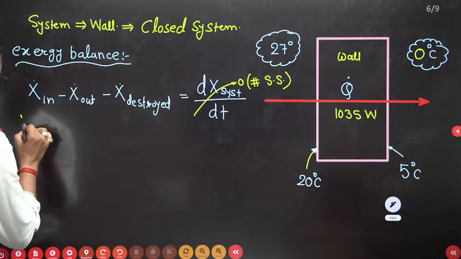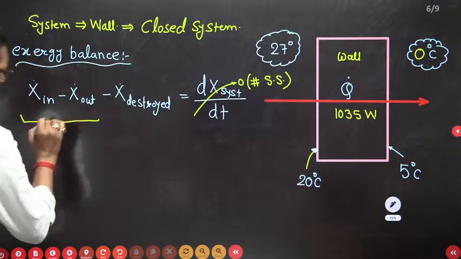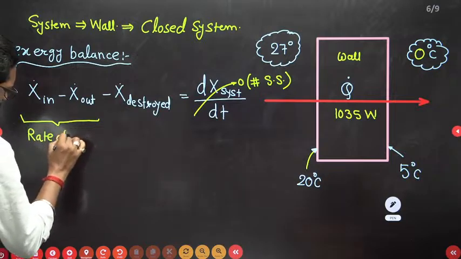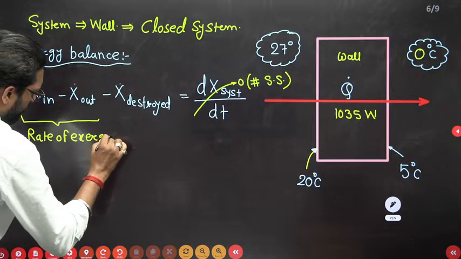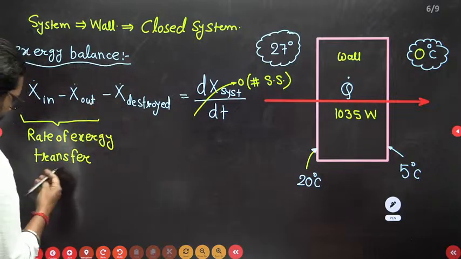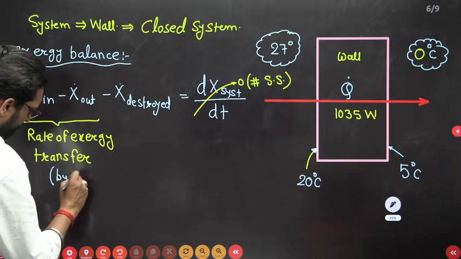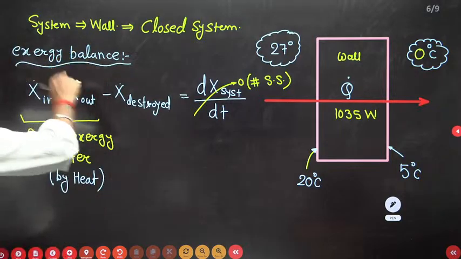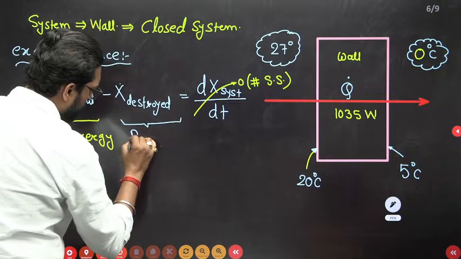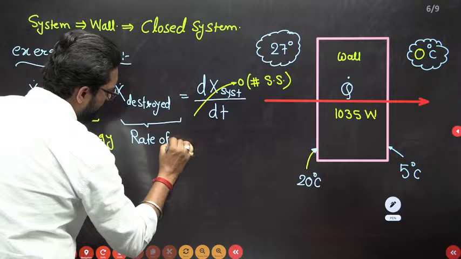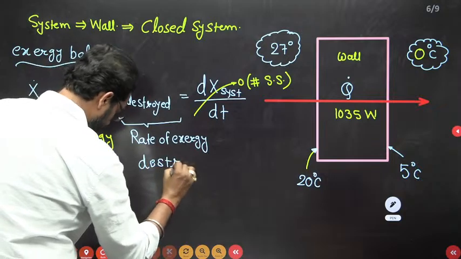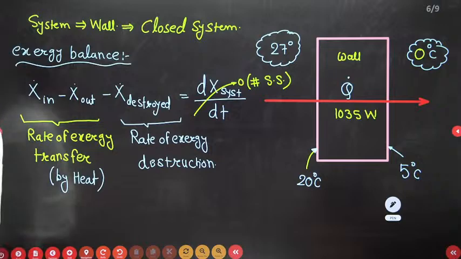Now this is your exergy transfer, rate of exergy transfer by heat. In this question, beta, there is only heat. This is your rate of exergy destruction. Clear? Rate of exergy destruction.